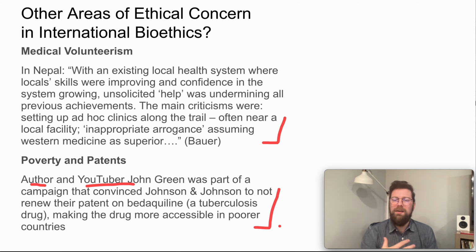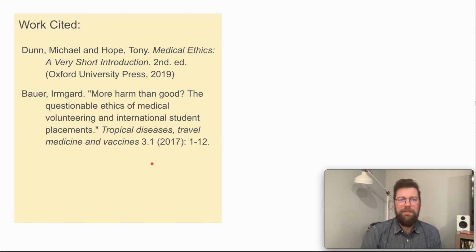But I hope that these further examples just show a hint towards some of the many ways in which, when we start to think about medicine not as just a local practice, but something that is practiced around the world among different communities with different values, we need to think about how we're going to navigate this world in a thoughtful and careful way. So that'll wrap up my discussion.